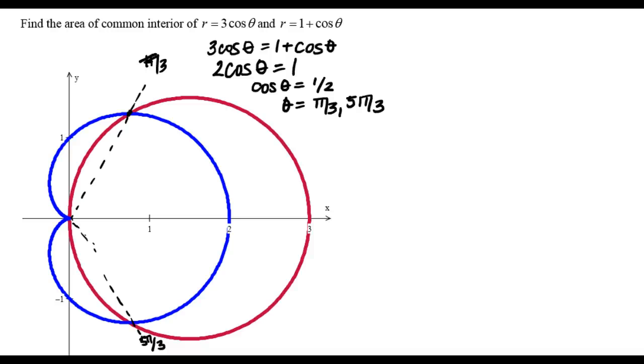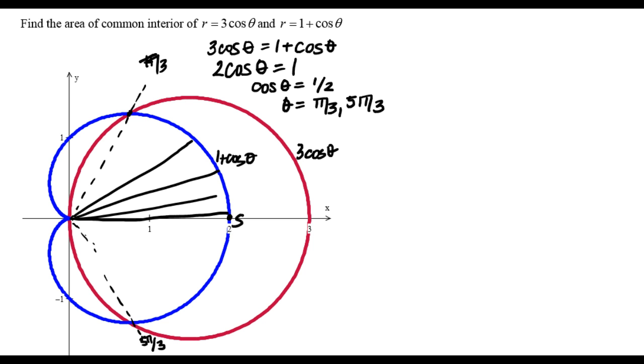So we didn't label them. The blue graph is 1 plus cosine theta, and the red graph is 3 cosine theta. So right here, this is where 1 plus cosine theta begins. This is a starting location. So if I think about adding up all of these different sectors, I'm going to go from 0 all the way to pi over 3. And that's going to give me the first portion of the region that I'm trying to find.